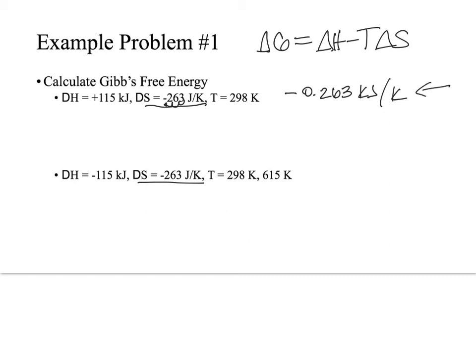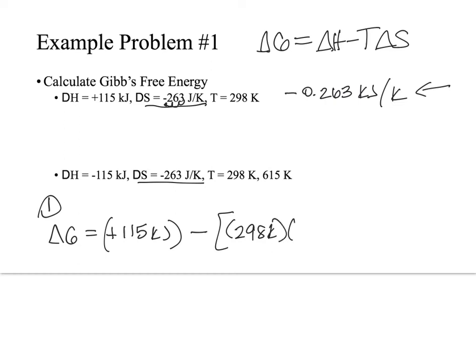So let's look at number 1 here. Delta H, and when I convert it to this form, the delta symbol goes away and it's just shown as a capital D. All right, we see that delta G is equal to positive 115 kilojoules. That's my delta H, minus, in brackets, 298 Kelvin times negative 0.263 kilojoules per Kelvin. So I'll do that calculation first.